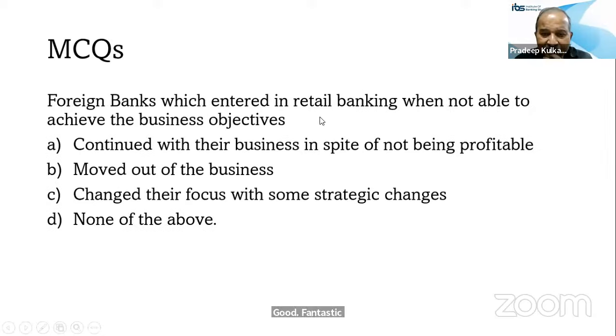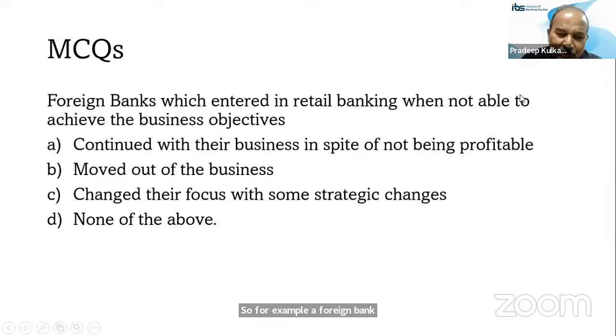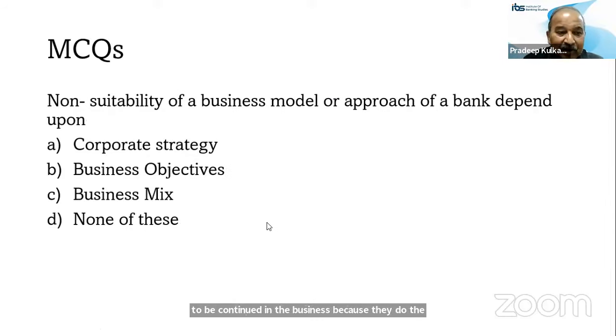Foreign banks which entered retail banking, when not able to achieve the business objective. So, for example, a foreign bank enters the retail banking business. When they don't achieve what their objective is, what do they do? Basically, remember one thing. No sooner do they see that it is not worthy to continue in the business, because they do business for profits only, and if the profits are not seen, they quit.